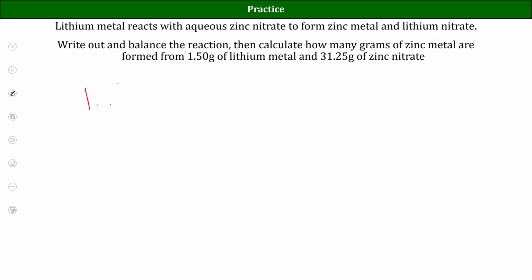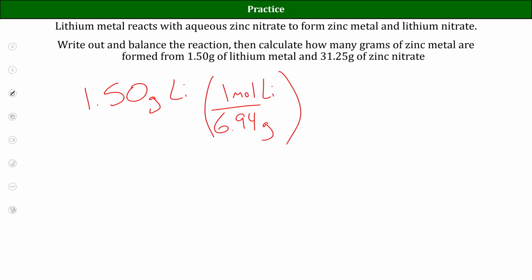So we have 1.50 grams of lithium. If we want to get to moles of lithium, we're just going to use the periodic table. So lithium's atomic mass is 6.94. So we just say 6.94 grams is 1 mole of lithium. Yeah, so the coefficients don't affect the molecular weight. They just affect how many moles get used. Common mistake.